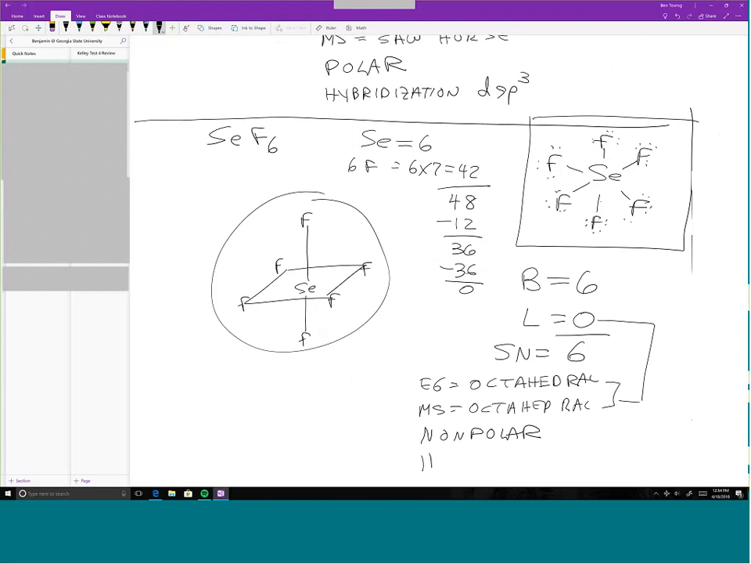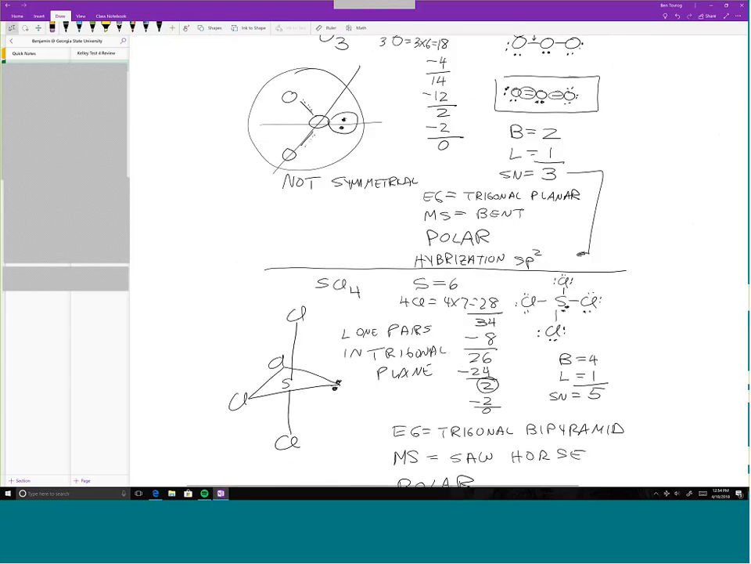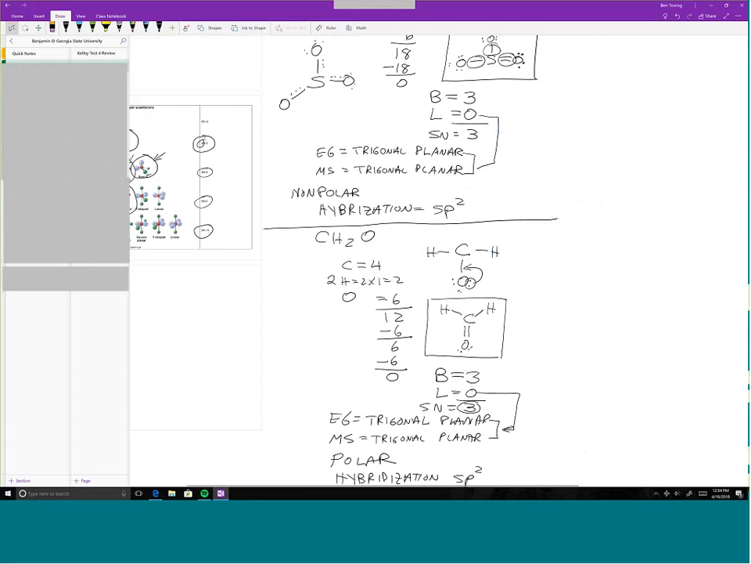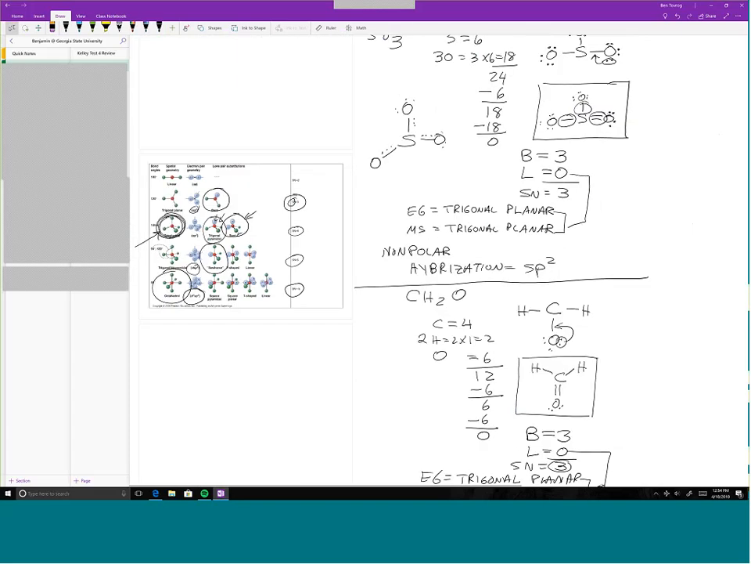And the hybridization is d2sp3. And that's clearly shown in this little table here, d2sp3. I also have it in my little write-up as well.